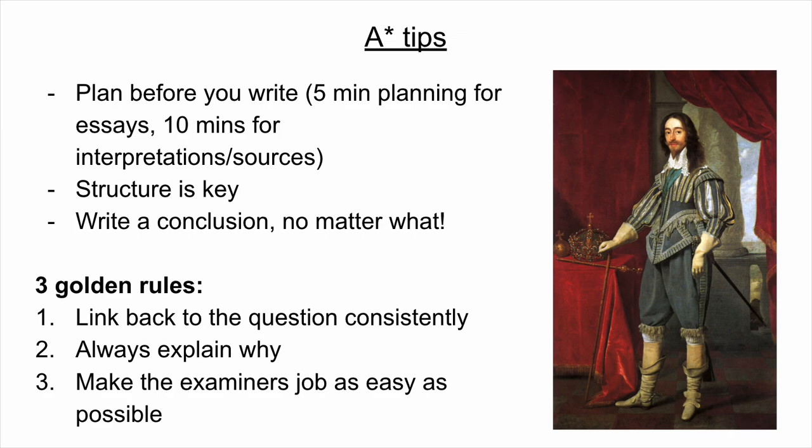Always, always explain why your argument is the case, explain why other things aren't as important as your argument. And the 3rd golden rule is make the examiner's job as easy as possible, using dates to signpost your evidence, using words like inference or provenance in the source questions, linking back to the keywords like convincing in the interpretation question or value in the source questions. Signpost things, make the examiner's job as easy as possible. Following a clear structure really does help with that.